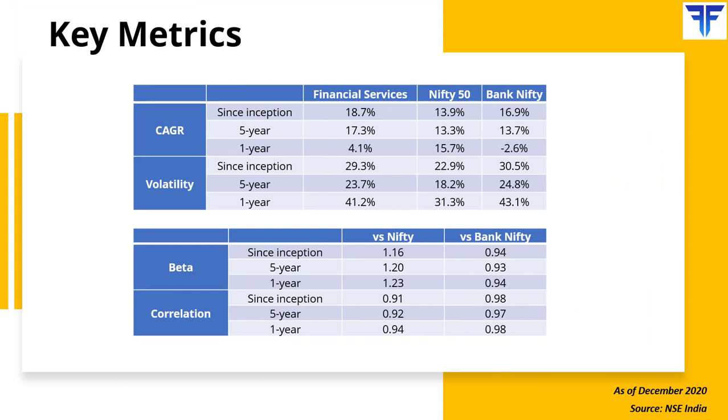Before we move ahead and talk about contract specifications, these are some of the key metrics that we have sort of indirectly discussed so far. The table on the top shows the CAGR and volatility of each of the three indices over three different look-back periods: since inception of the Financial Services Index, over the last 5 years, and over the last 1 year. See that the Financial Services Index has given stronger returns than Bank Nifty for each of the three look-back periods. Similarly, it has given better returns than Nifty over the long term but has underperformed over a 1 year time horizon.